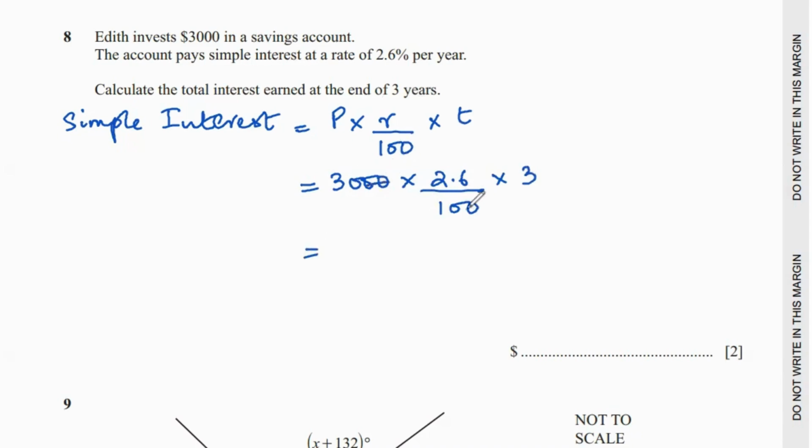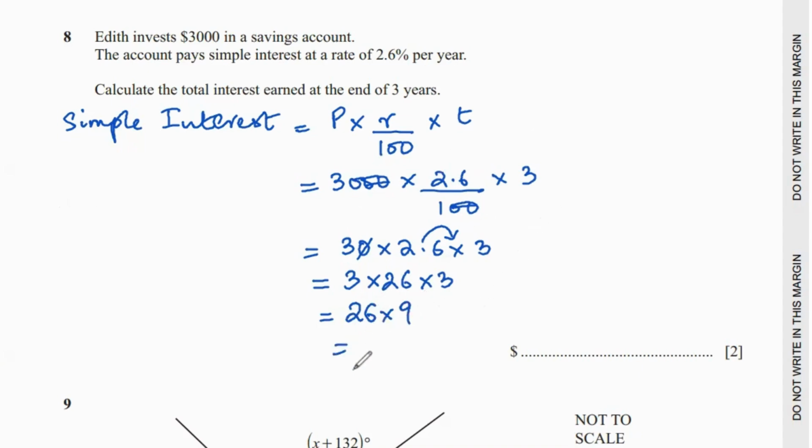So we can cancel out the 2 zeros over here. So that leaves us with 30 times 2.6 times 3. Get rid of this 0 by canceling it out over here and moving the decimal over here. So that leaves us with 3 times 26 times 3 now. Why did we do that? Now we know 30 is 3 times 10. And 10 times the decimal number would mean that we can move the decimal 1 place to the right. So that's exactly what I did. So 3 times 3 is 9. So we're doing 26 times 9. And that basically gives us $234.